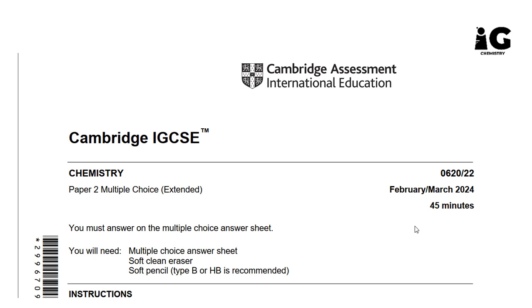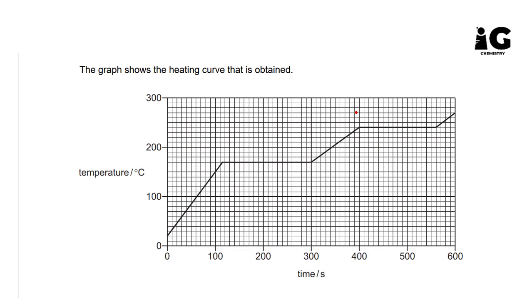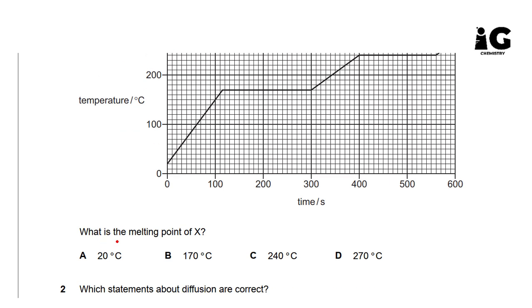This is February-March 2024, paper 22 IGCSE Chemistry 0620. So let's get started. Question 1. Solid X is heated for 600 seconds. The graph shows the heating curve that is obtained. Here you have the heating curve. And then, what is the melting point of X?